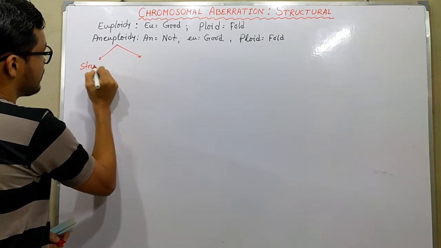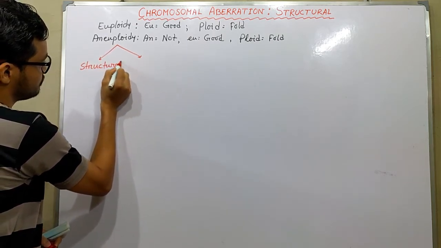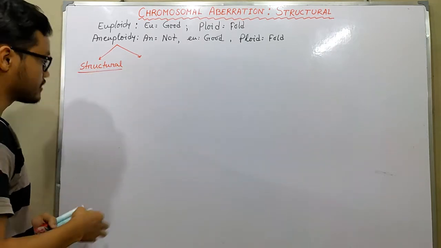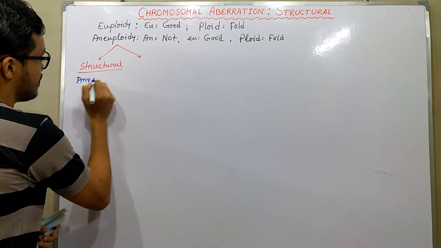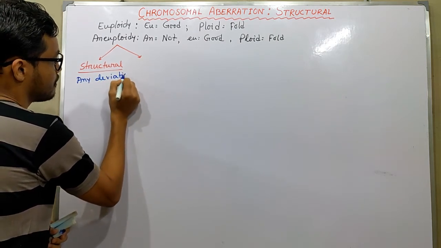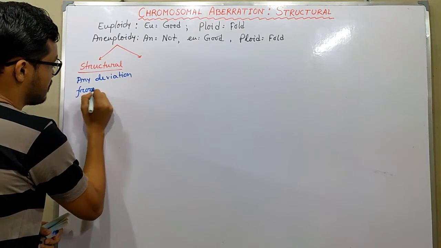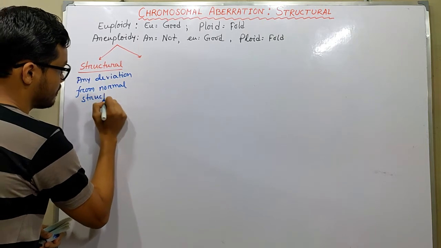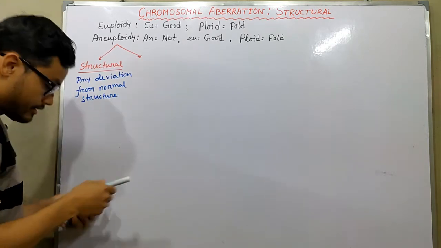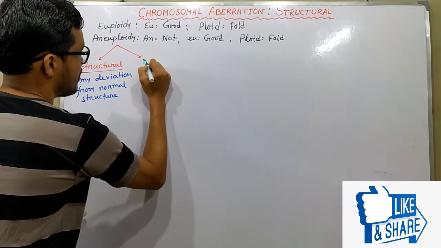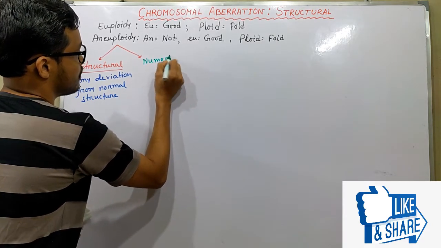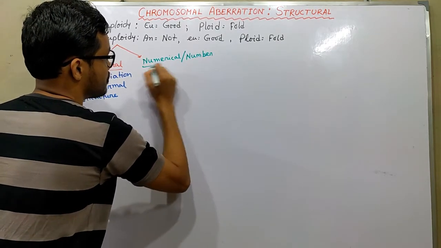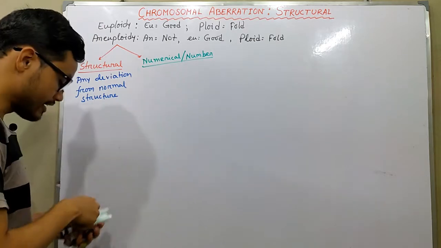So one is structural, that means any deviation from normal structure. And another one is numerical, or number.